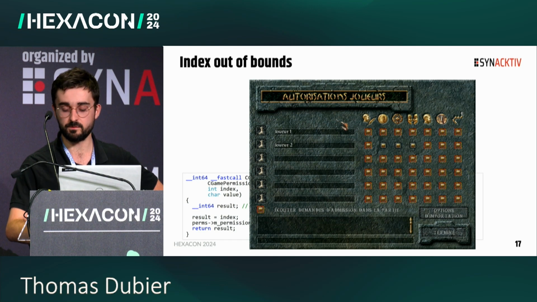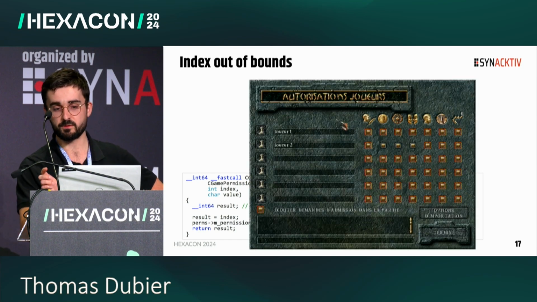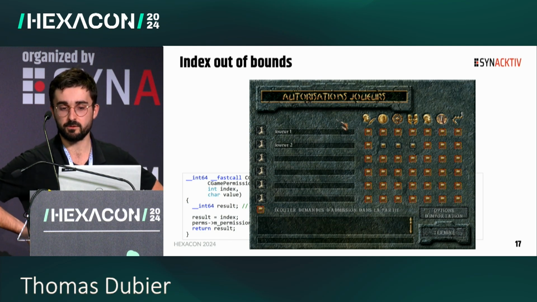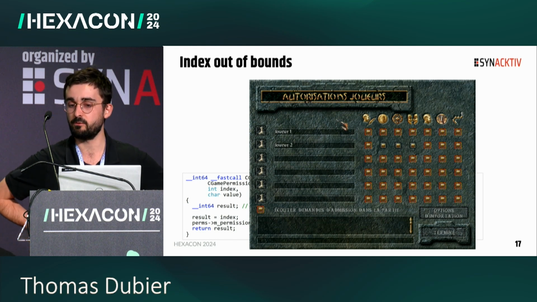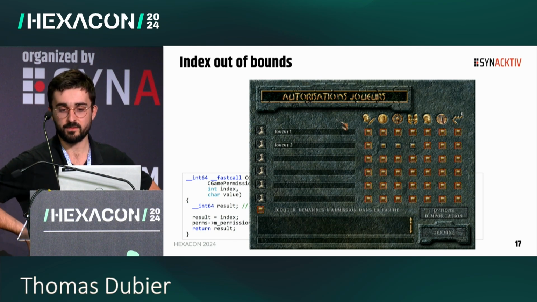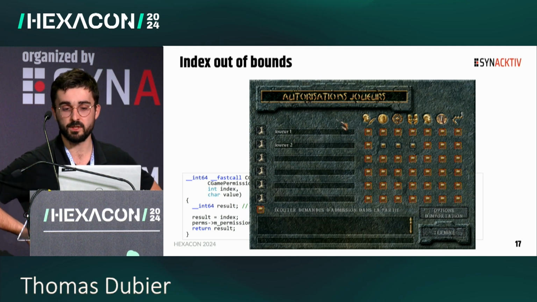So there is an index out of bounds bug. Permissions of players are processed like an array of bools, and the admin will send a network packet with an index and a value that are not checked, which leads to an out of bounds write in the heap, and it's enough to get arbitrary code execution.